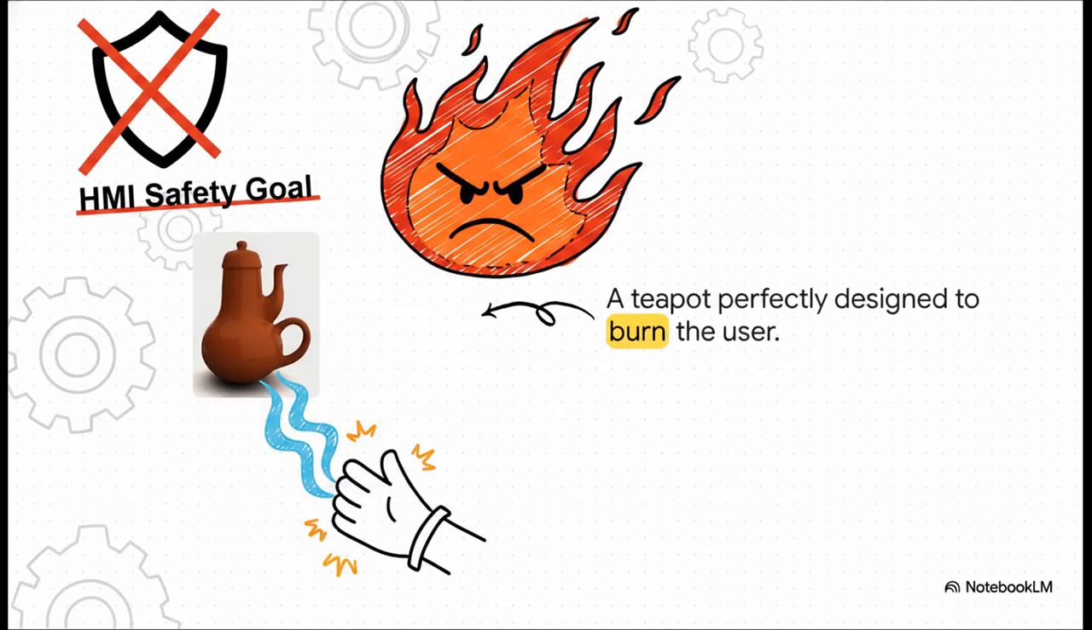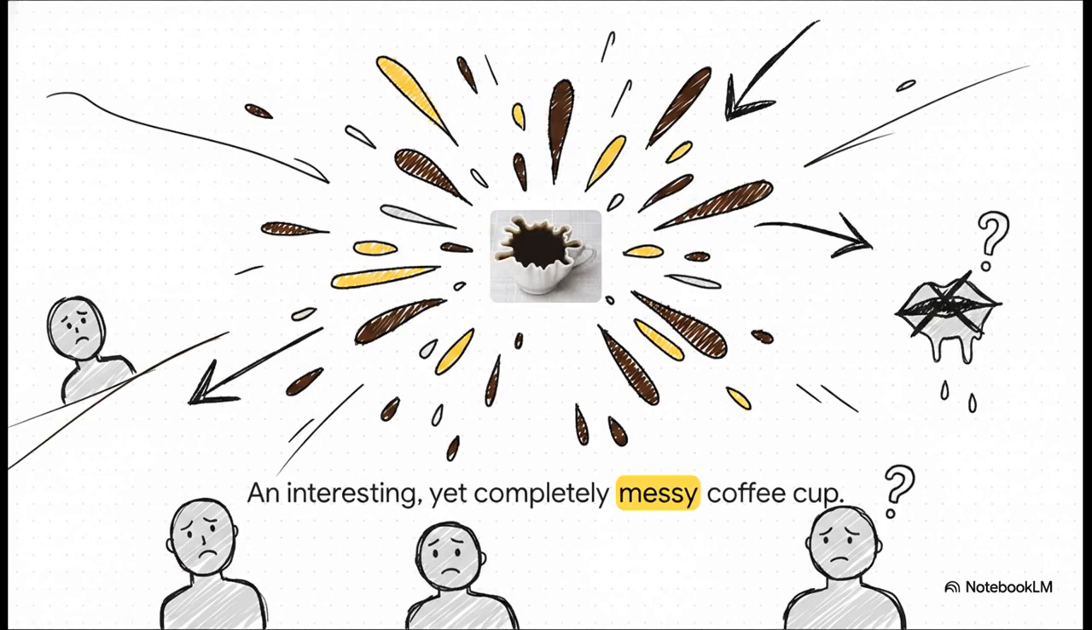Or, take a look at this absolute masterpiece. This teapot is perfectly designed to pour scalding hot water directly onto the user's hand. It completely violates the fundamental HMI goal of safety. It's a really funny but fantastic example of a designer prioritizing aesthetic novelty completely over human-centered function. Even a visually interesting coffee cup can be a total disaster.